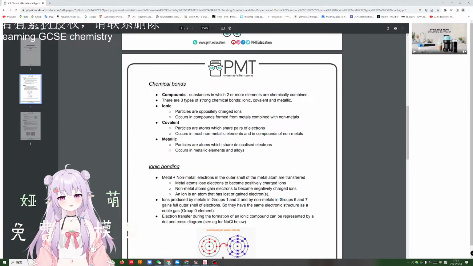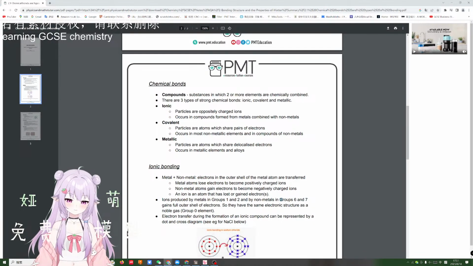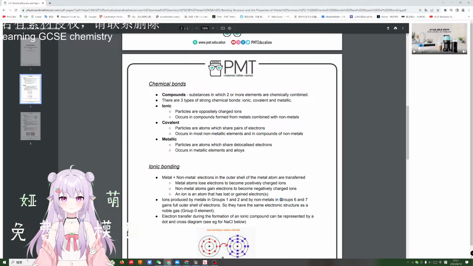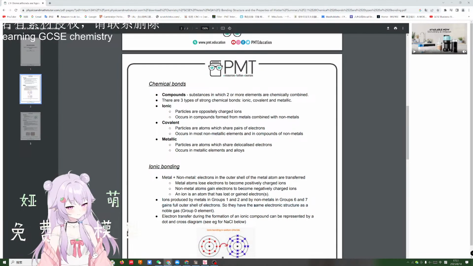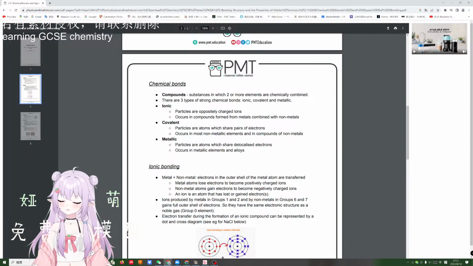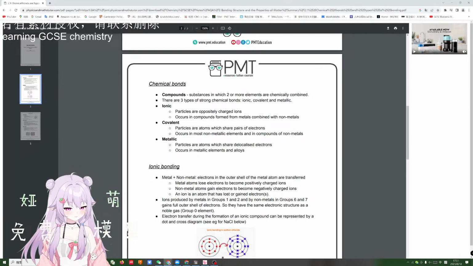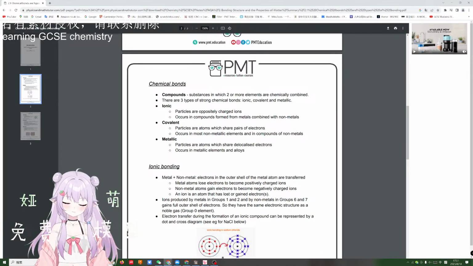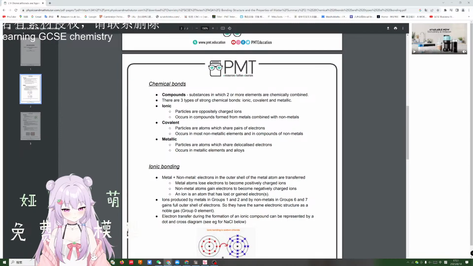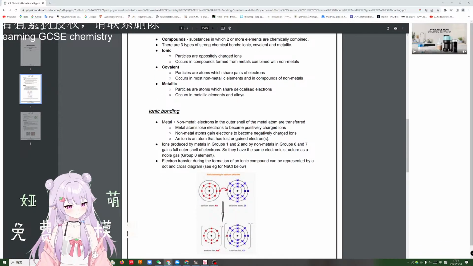Ions produced by metals in groups 1 and 2 and by non-metals in groups 6 and 7 gain a full outer shell of electrons, so they have the same electronic structure as a noble gas. Electron transfer during the formation of an ionic compound can be represented by a dot and cross diagram.